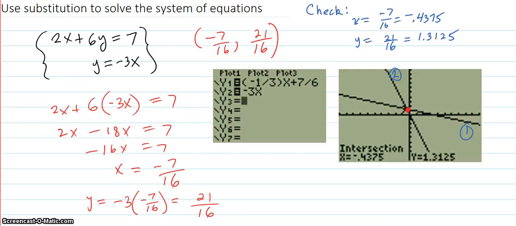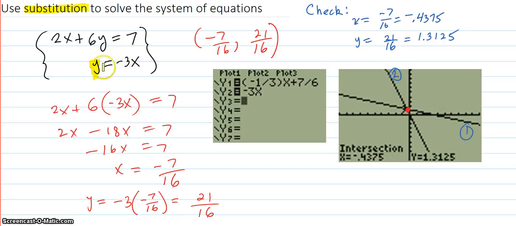Use substitution to solve the system of equations. So the substitution method is specific, and it's usually used when you already have one of the equations already solved for one of the variables, and so then it makes it easy to substitute in.